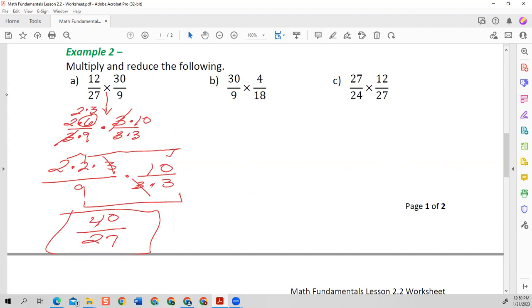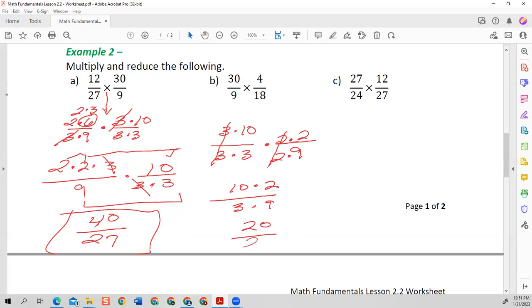So let's do B. Let's break it down. The first term here is 30. So it's 3 times 10 over 9. 9 is 3 times 3. And all times the second term, which is 4 over 18. So 4 is 2 times 2. 18 is 2 times 9. So let's reduce what we can. I see this 2 reduces and these 3's reduce. Leaves me with 10 times 2 over 3 times 9. Let's multiply straight across. 10 times 2 is 20. 3 times 9 is 27.